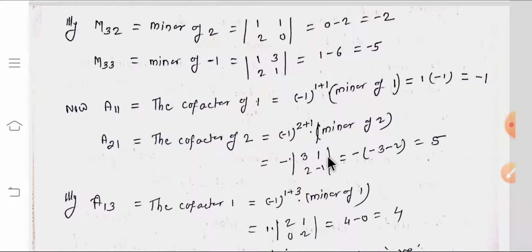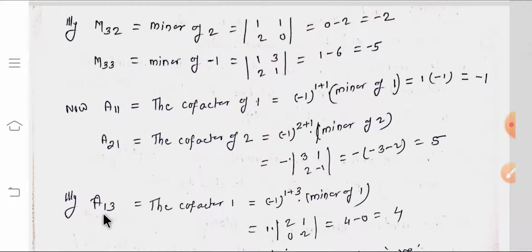So the cofactor is nothing but the minor of that element with a proper sign. Now, how do we get the sign? The sign depends on the element's corresponding ith row and jth column. If i plus j is even, the sign is positive. If the sum is odd, the sign is negative. For example, here 2 plus 1 is 3, which is odd, so the sign is negative.